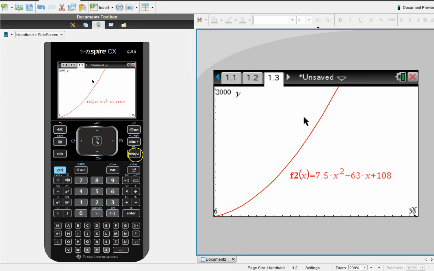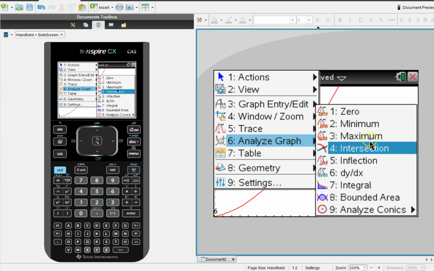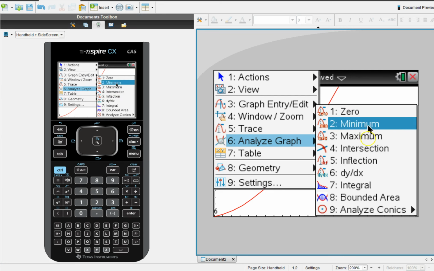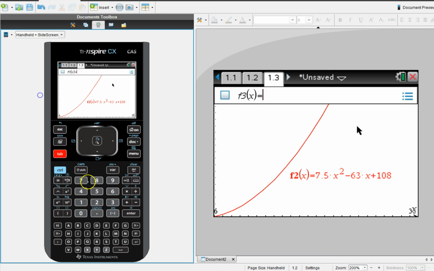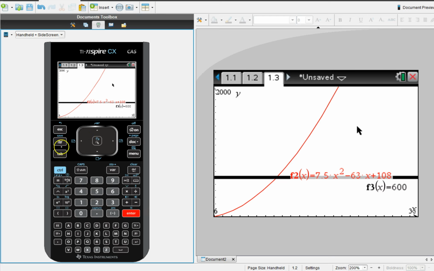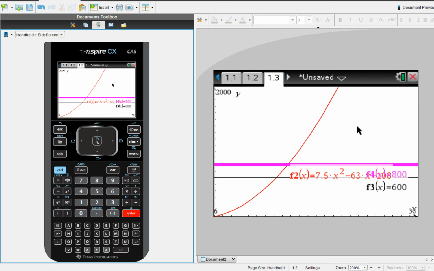Looking at the graph here, analyze graph. Ah, there we go. See, here's what we're going to do. We're going to put 2 more lines on this. I'm going to put 2 more equations on here. How about 600 and 800? Why would I want to do that?